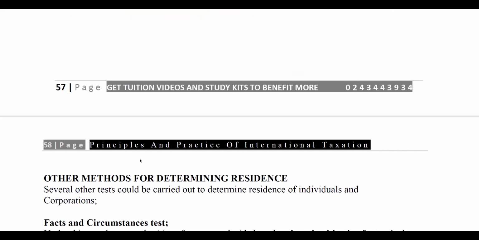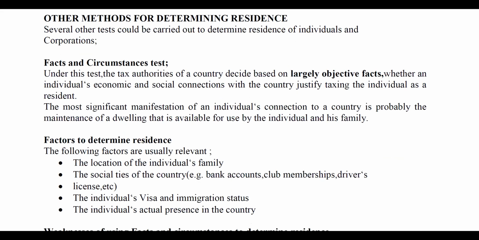So that was about residence. But the thing is, there are some other methods that we use to determine residence, okay? And that is what you need to also know. Are you getting? So we'll look at the other methods to determine residence, and we'll look at residence in the Ghanaian tax law, and then we call it a day.